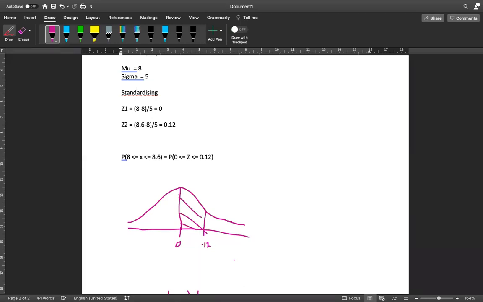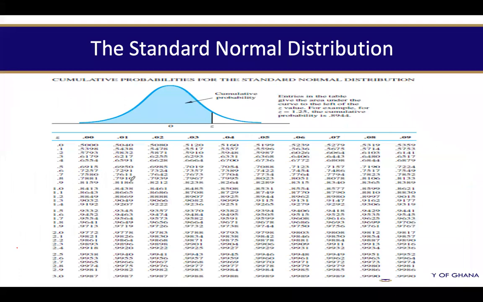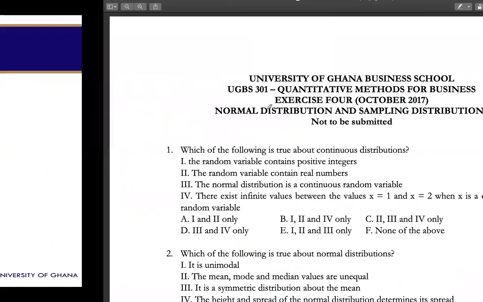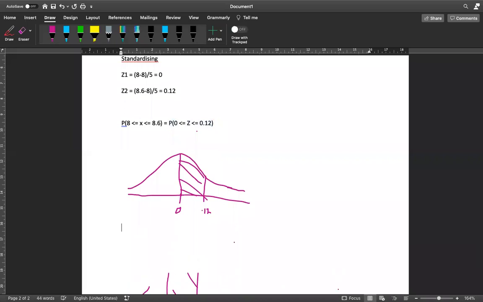Now, we checked from the slides that if we have Z lying between A and B, it's the same as the probability that Z is less than or equal to B minus the probability that Z is less than or equal to A. So it means we can have the probability that Z is less than or equal to 0.12 minus the probability that Z is less than or equal to 0. Very good.